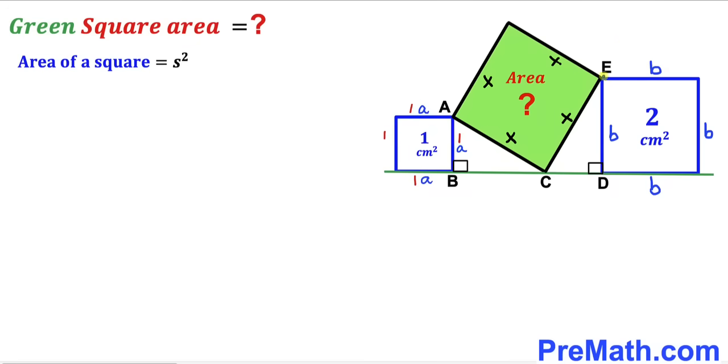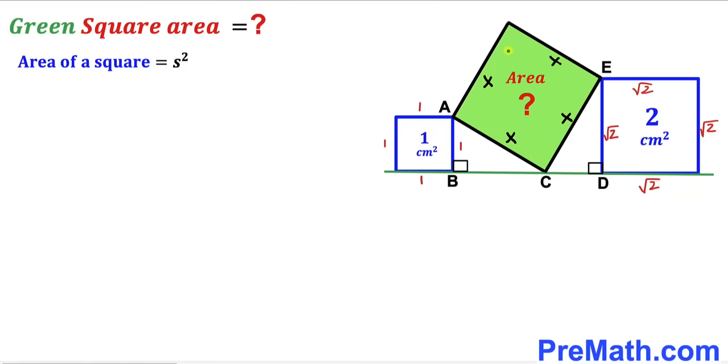And now let's focus on this other blue square as well. Its side length is lowercase b, and the area has been given to us as 2. So therefore we can write down b square equals 2. I'm going to undo this square by taking a square root on both sides. So therefore our lowercase b value turns out to be square root of 2 centimeter. Thus the side length b of this blue square turns out to be square root of 2 across the board.